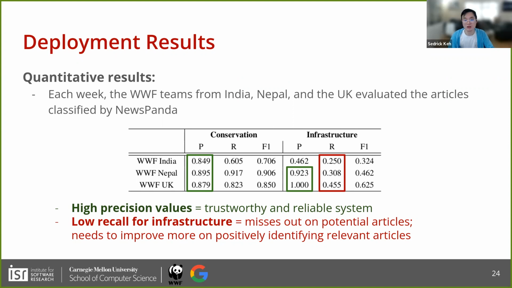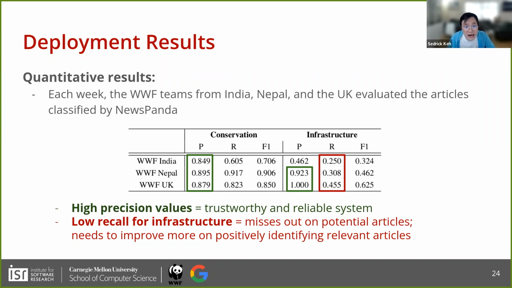So in our initial deployment, we were able to have the WWF teams evaluate the articles classified by NewsPanda. We sent them these lists and asked them to identify whether or not NewsPanda's positively relevant articles are indeed relevant, and whether or not NewsPanda may have missed out on some potentially relevant articles. Using these results, we're able to come up with this table.